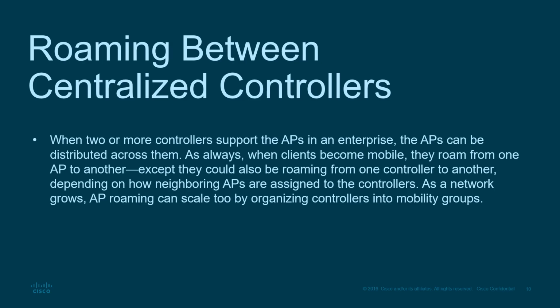So this deals with multiple controllers, except when they could also be roaming from one controller to another, all really depending on how the neighboring APs are assigned to the controllers, how they're load balanced, and how they are dealing with the individual load on each controller. You can't always assume they're going to be load balanced the exact same.